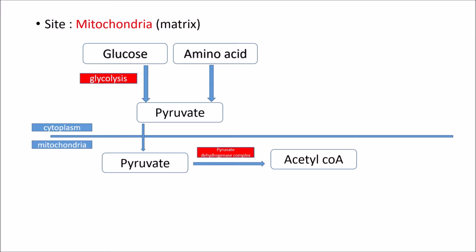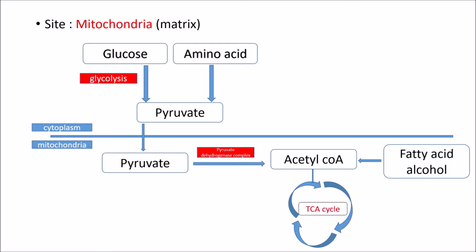Now here the acetyl CoA is not only coming from pyruvate, but it can also be obtained from fatty acids and from alcohol, and then that acetyl CoA will go into the TCA cycle.